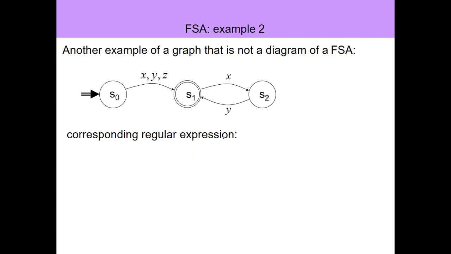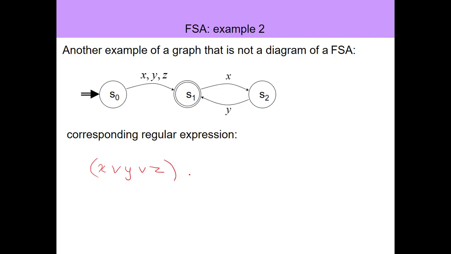If we look at another example, then this is one with three states, S0, S1, S2. We have one finalizing state. The alphabet is X, Y, and Z, and we have this entry point. So let's see if we can make a regular expression of it. So we start from S0 and we can get an X or a Y or a Z.